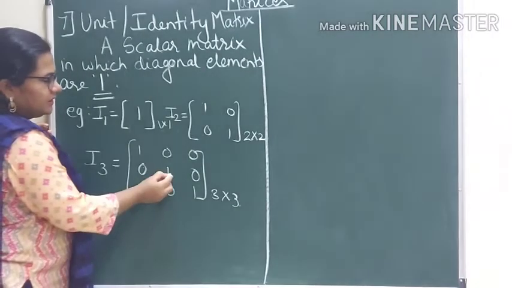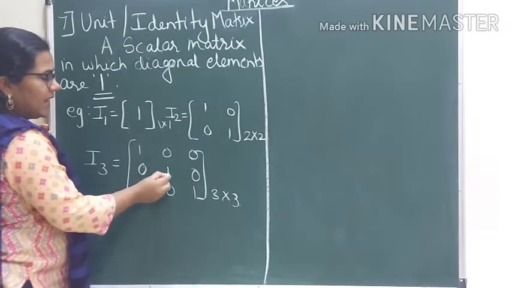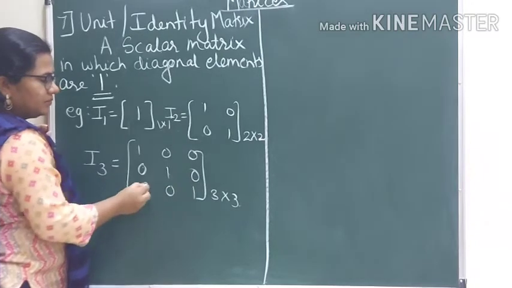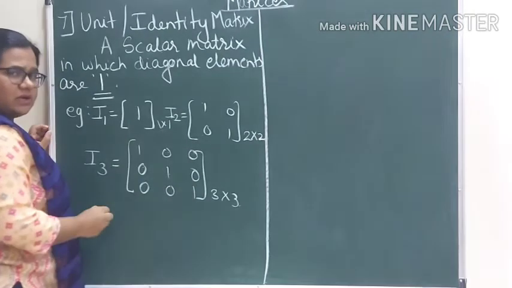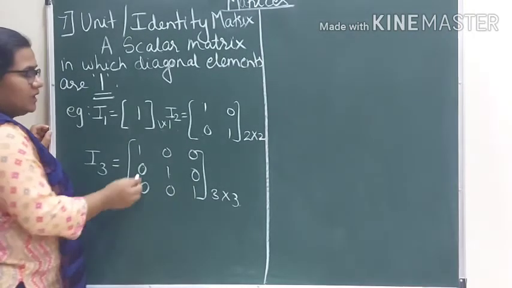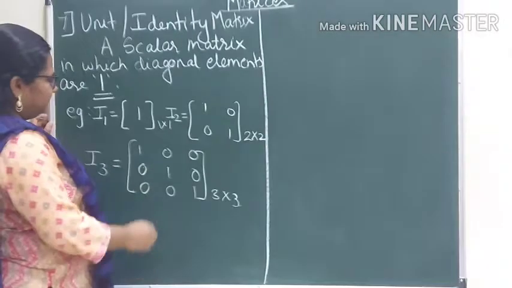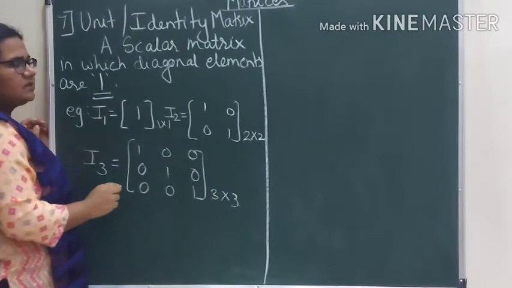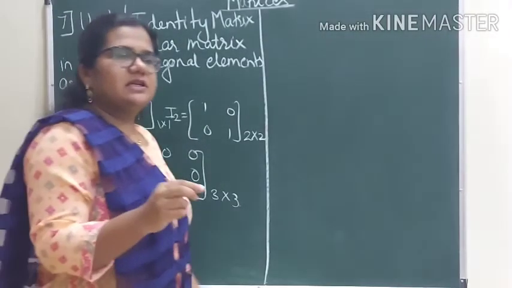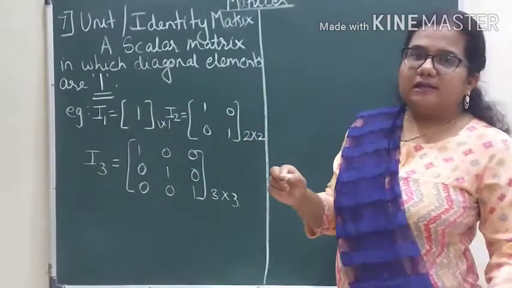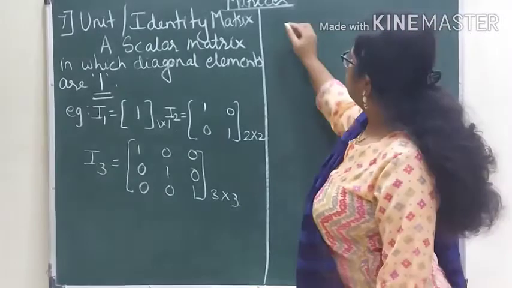Please remember, these are diagonal elements where i equal to j. Don't get confused between these two elements. Diagonal elements have the number of column equal to the number of row. Okay. So understood what is the identity matrix? A scalar matrix in which the diagonal elements are equal to 1. Okay.